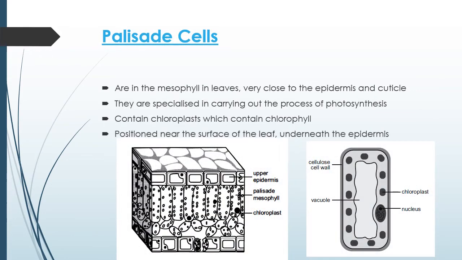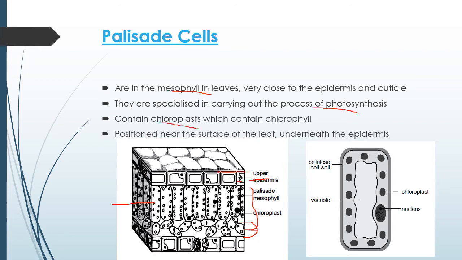Palisade cells. Palisade cells are in the mesophyll in leaves, and they're very close to the epidermis and cuticle. When you take a look at this diagram, we find that here there is the mesophyll, which is composed of the spongy mesophyll, where there are these round cells here, and the palisade mesophyll, where there are the palisade cells here. So they are positioned very close to this upper epidermis and the cuticle, which is just above the epidermis. They are specialized in carrying out the process of photosynthesis, and this is how they are specialized.